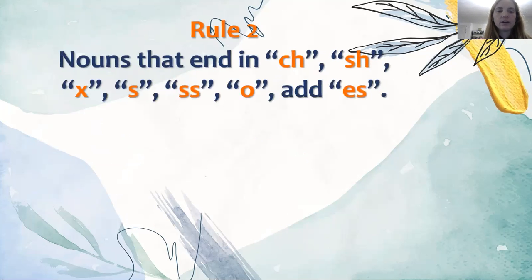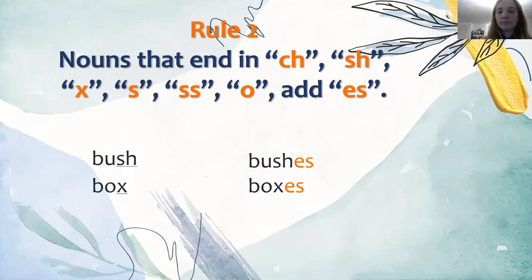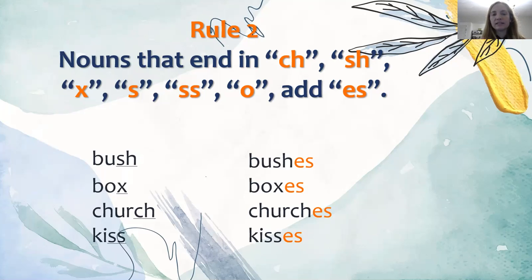Rule number 2, nouns that end in CH, SH, X, S, SS, and O, we're not just adding an S anymore. We have to add an ES. So I recommend memorizing those endings so you know when you're adding an ES. Bush becomes bushes. Box becomes boxes. Church becomes churches. Kiss becomes kisses. So please memorize those endings so you know when to add the ES and not just the S.